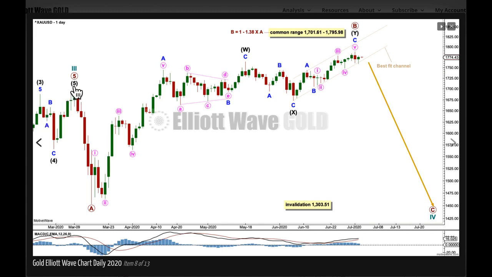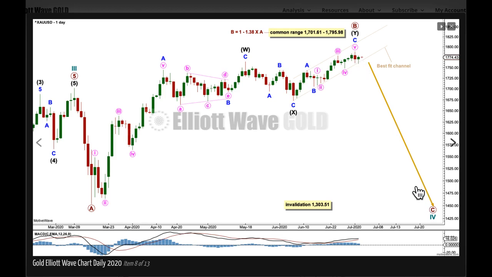If the impulse was over here and the expanded flat begins here, A, B, C, B could be over. I'm labeling this upward movement in exactly the same way for both my alternate bearish count and this bullish count, a double zigzag, W, X, Y, and Y could be complete, and it looks complete. A, B, C could be over. We could have seen a trend change on Wednesday this week.